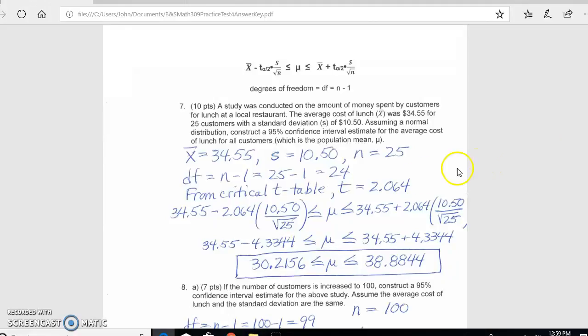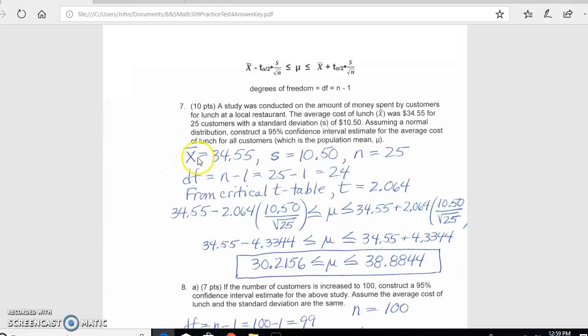and what we're asking for is the average cost for all the customers, which is the population mean, mu. Now we have the formula that you're going to need given to you at the top of the page. You have the population mean, mu, in the center, and then you have these quantities that you need to calculate on either side to establish your confidence interval. And listed out the quantities given to us.